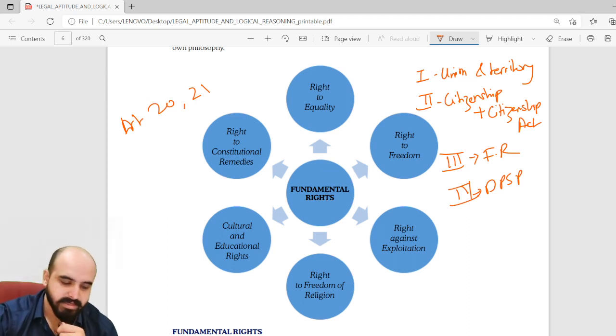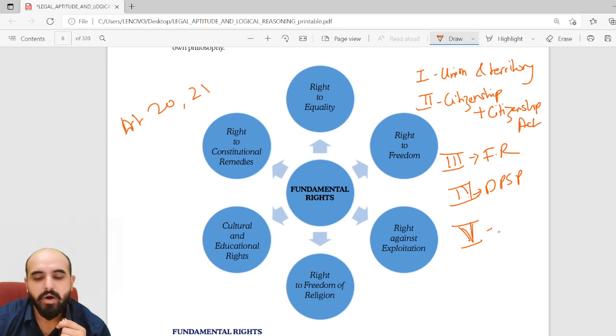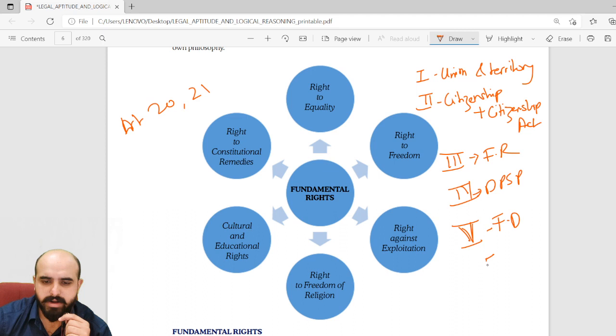Part 5 is just a single section, and we have a great trick to memorize it. You will remember all the duties by memorizing 2 sentences. These are fundamental duties covered in Article 51A.